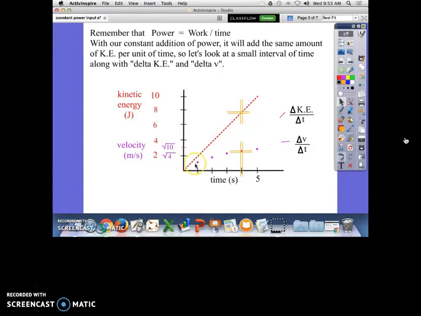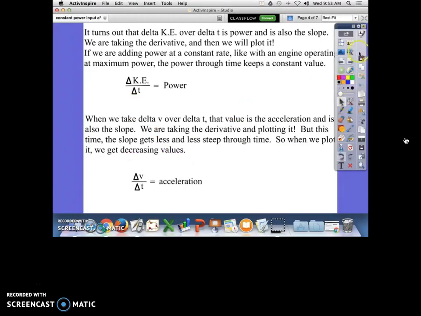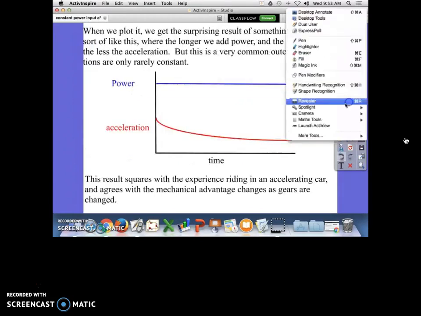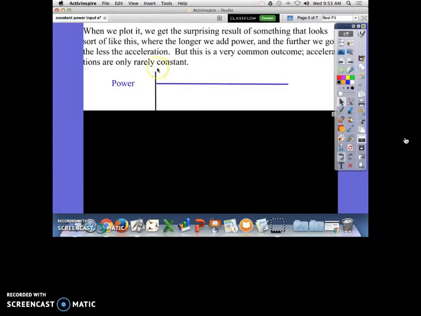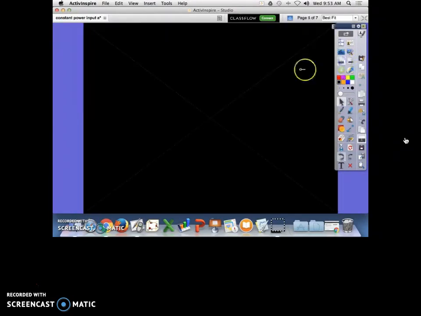Now, if I plot these slopes, I get a straight line for the power input. By the way, change in kinetic energy over time, that's power. If work is going all into kinetic energy and we use power as work divided by time, then it's also kinetic energy divided by time. So the power slope remains the same, so we can plot the power, the slope remaining the same as we go.